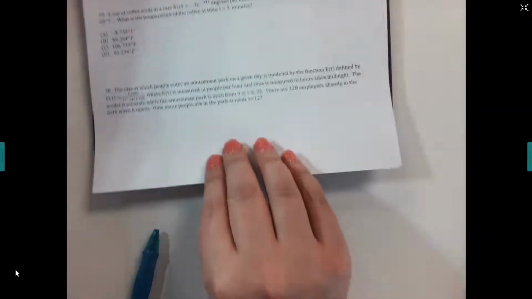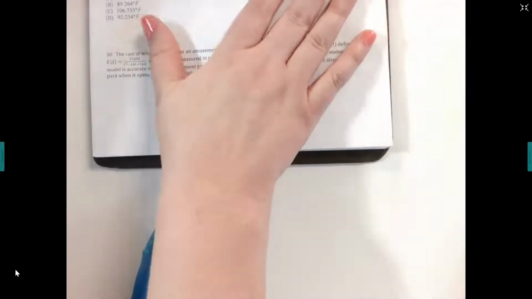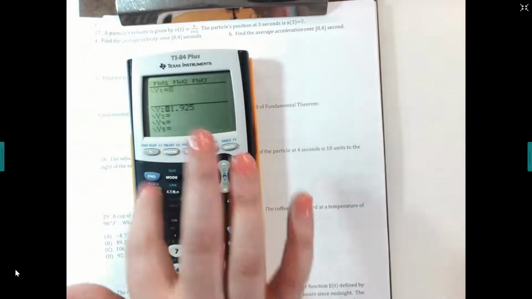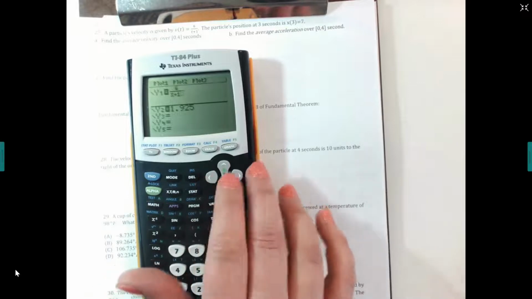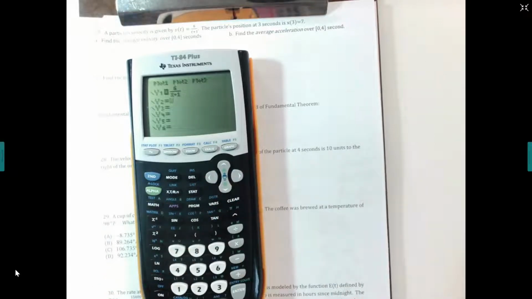Okay, so take a look at number 27. Go ahead and type your equation in for me. So it's 6 over x plus 1. So I'm going to pull up my fraction bar, 6 over x plus 1. Then it says the particle's position at 3 seconds is x of 3 equals 7. Part A and part B both say average. Here I want the average velocity. Here I want the average acceleration.